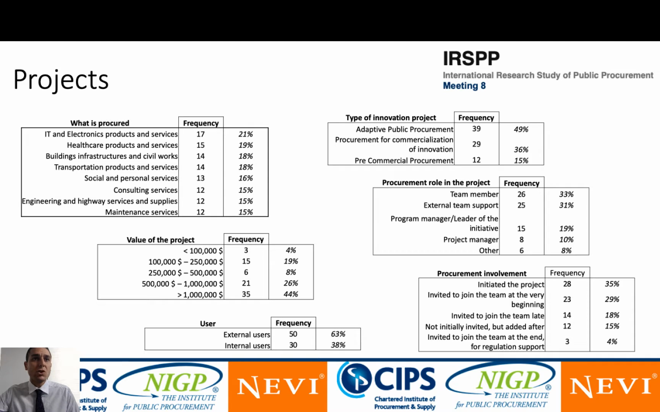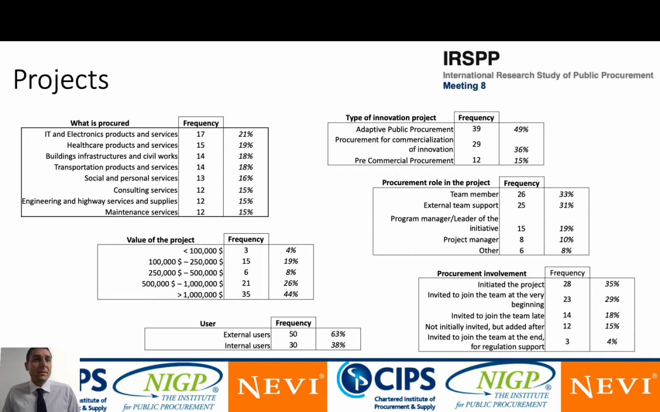remember that we distinguish three types of public procurement for innovation project: adaptive public procurement, procurement for the commercialization of the innovation, and pre-commercial procurement. In terms of predominance in the sample, we can see that adaptive public procurement is the most recurrent with 49%, followed by procurement for commercialization of the innovation. Pre-commercial procurement is less frequent because it's also the more difficult project to be managed, but we'll deal with this distinction later, where we'll compare characteristics of the project along different items in the questionnaire.